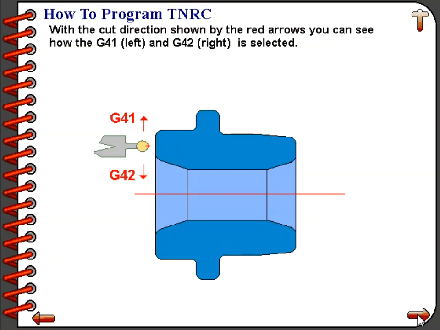If the tool is moving up in this position, the tool would be on the left of the programmed path. Therefore, we would use G41. If the tool were moving down in this particular path, the tool would be on the right of the programmed path. Therefore, we would use G42.